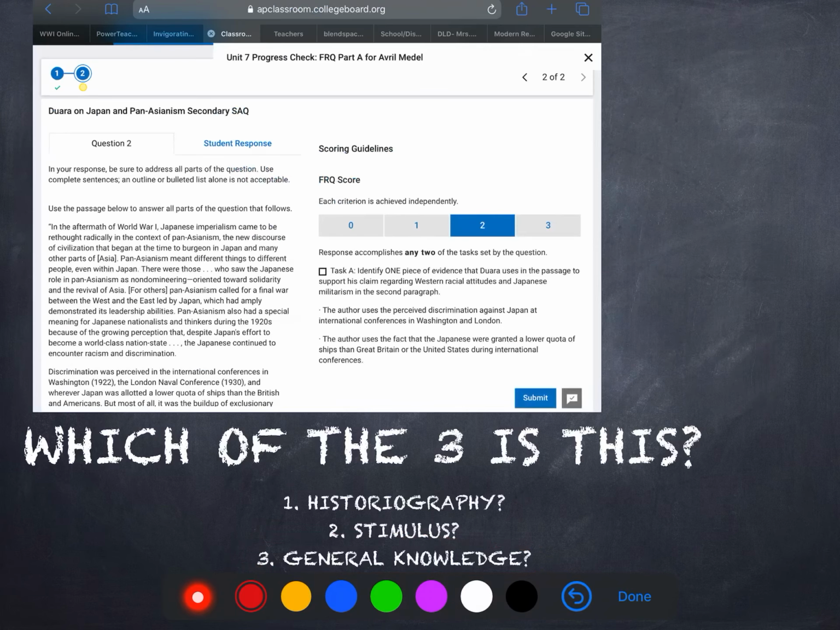So here's the excerpt that we have, and here is what question 1 asks us to do. Identify one piece of evidence that Dwara uses in the passage to support his claim regarding racial attitudes in Japanese militarism in the second paragraph. So take a moment to think about which one of these is it. Is it historiography, stimulus, general knowledge?